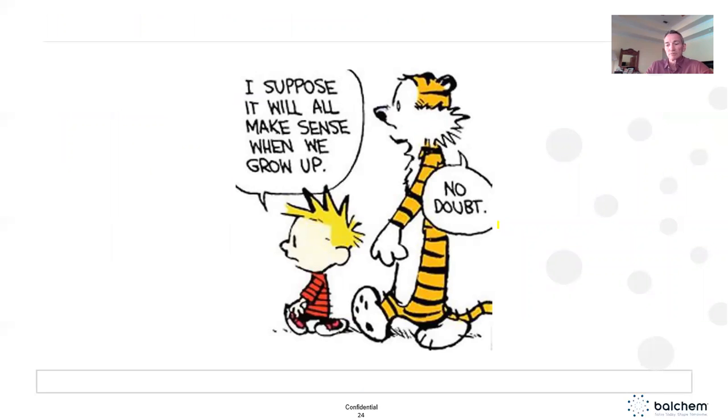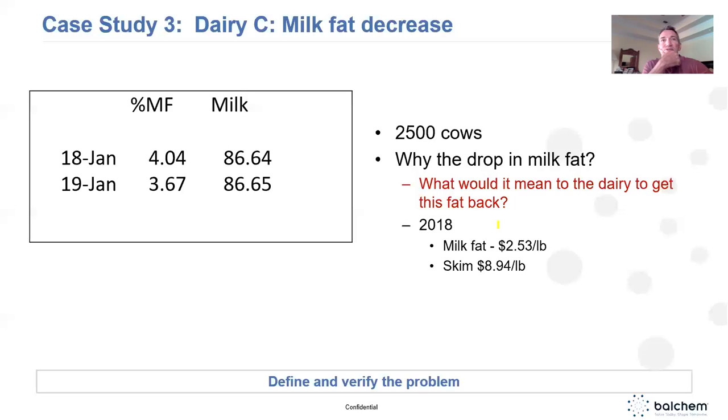Okay, let's go to one more main one. Case study 3, another dairy, a different dairy, but the same initial milk fat decrease. If we look here, from January 2018 to 2019, they decreased 0.3 points in milk fat, but they maintained milk. This was 2,500 cows. Why did they drop in milk fat? That's what we've got to figure out. But what would it mean to the dairy to get that back?